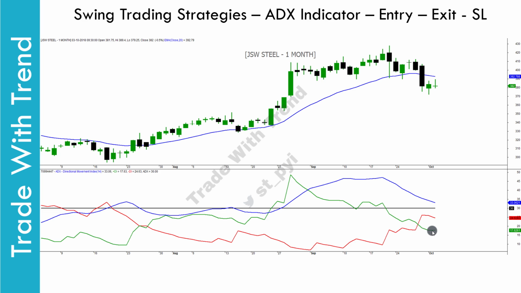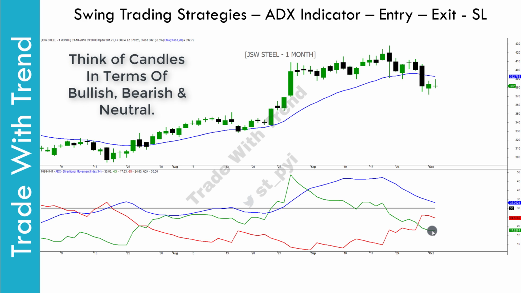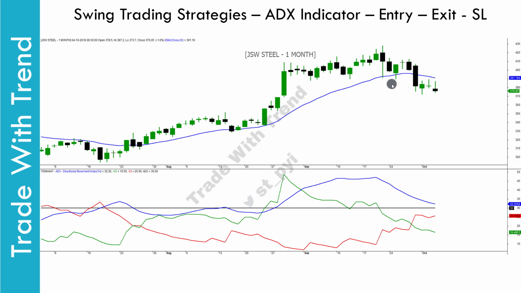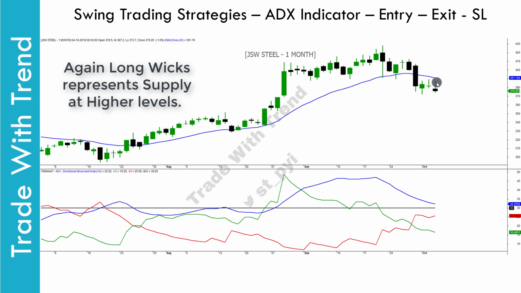One important point I want to make is that you should always keep track of individual candles that are printed on a daily basis. Keep a record of these candles in terms of bullish, bearish or neutral candles. This will always help you know who is in control, that is, buyers or sellers. So this is the third session where price is below the 20 exponential moving average. Again, a supply candle is visible at higher levels. You can again see long wicks of a candle here.